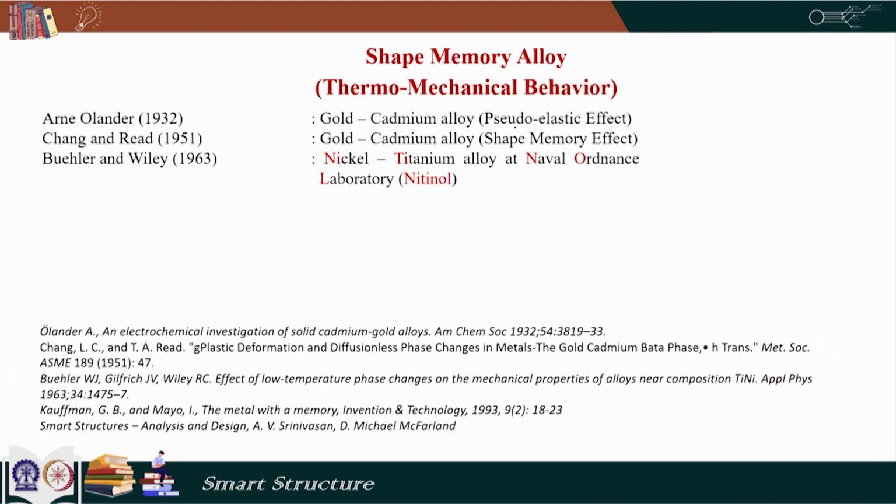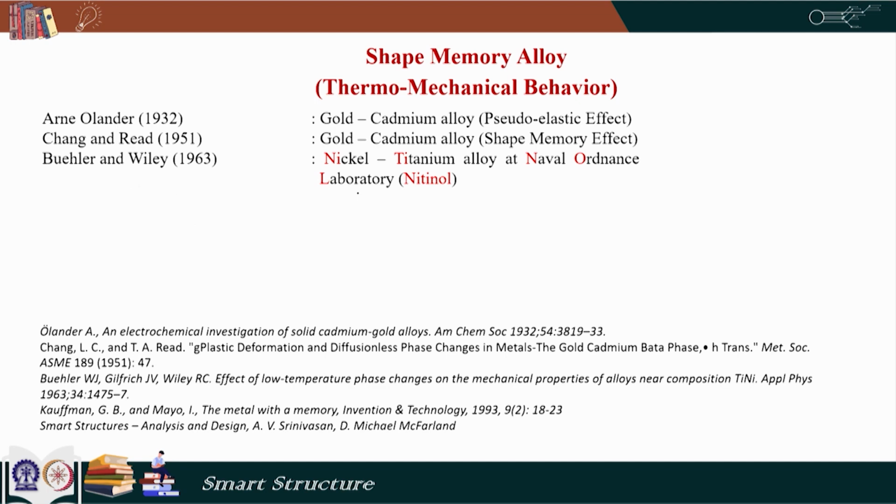So, this pseudoelastic effect was found first in gold cadmium alloy by Arne Olander, that is in 1932. Then in 1951, Chang and Reed observed shape memory effect in gold cadmium alloy. After that, in 1963, Buehler and Wiley observed this shape memory effect and pseudoelasticity in nickel titanium alloy called nitinol, and after that the tremendous development in this field started taking place.